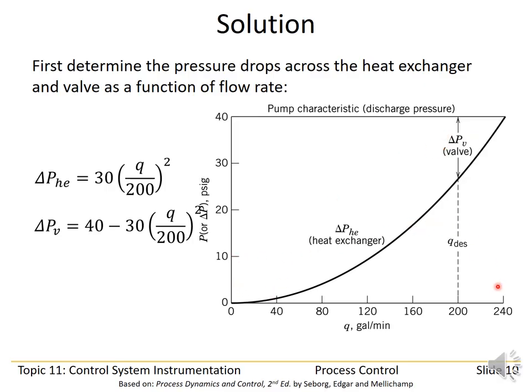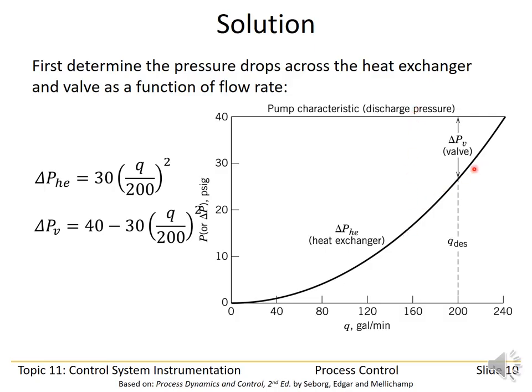Similarly, if I open the valve all the way or remove the valve so it offers no resistance to flow at all, then the pressure drop across the valve is 0, and the flow rate of liquid will increase until the pressure drop across the heat exchanger is the entire 40 psi-G. That corresponds to a flow rate of 240 gallons per minute.